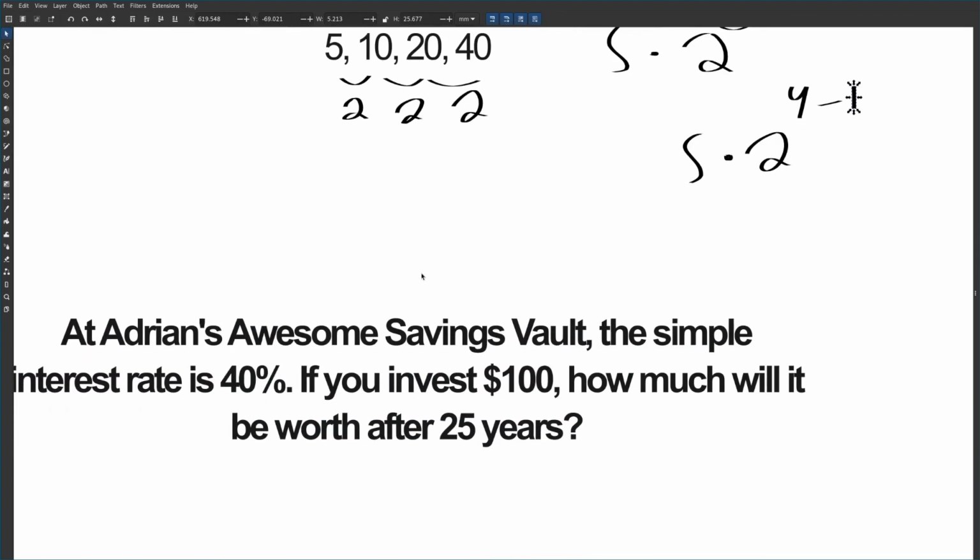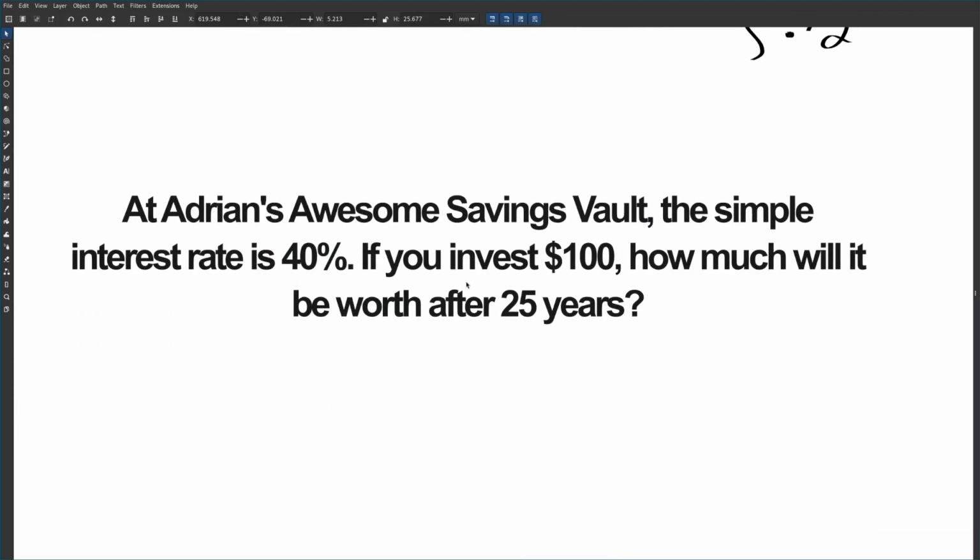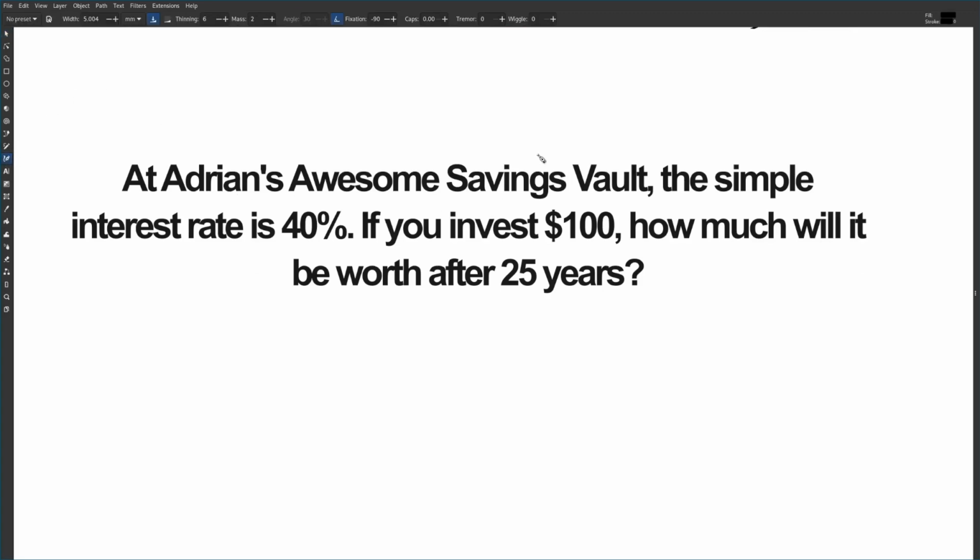Okay, on to the next one. At Adrian's awesome savings vault, the simple interest rate is 40%. If you invest $100, how much will it be worth after 25 years? Okay, so let's try to write this as a sequence like the last problem. So if it's $140 here, first term, we have to multiply by 1.4 again for the second year.